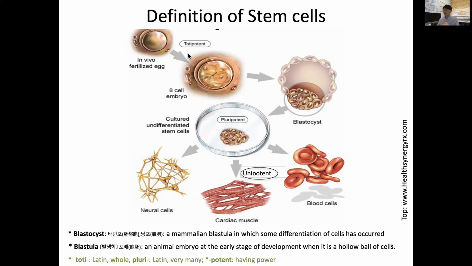So this term, toti, comes from Latin, meaning the whole, and pluri, you remember that in English, a single versus a plural form. So pluri means in Latin, very many. And this potency means having the power to become any kind of cell type.